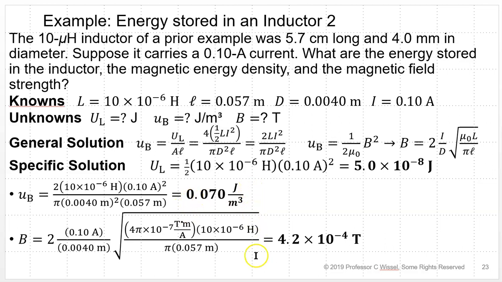That's the energy density. B, of course, is 2 times 0.10 amps divided by 0.0040 meters, and that's just 2I over D. And we're going to take the square root of this whole quantity, mu naught of 4 pi times 10 to the minus 7 Tesla meter per amp, times the inductance at big L of 10 times 10 to the minus 6 Henrys, divided by pi, times the little l length, which is 0.057 meters, and ends up being 4.2 times 10 to the minus 4th Tesla.